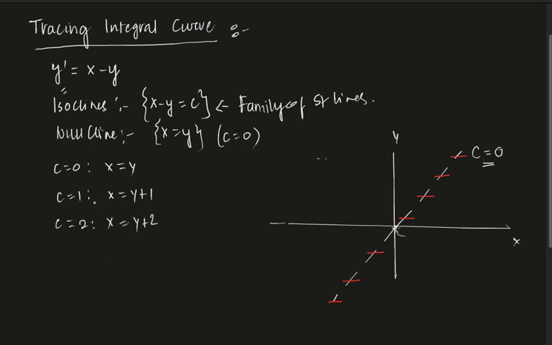Now, you have taken c equals 1 and 2, now you take the opposite side. So c equals minus 1 will be x equals y minus 1, and c equals minus 2 will give you x equals y minus 2. You can go on doing this, but there is no need. Just take this part. First of all, let's draw x equals y plus 1.